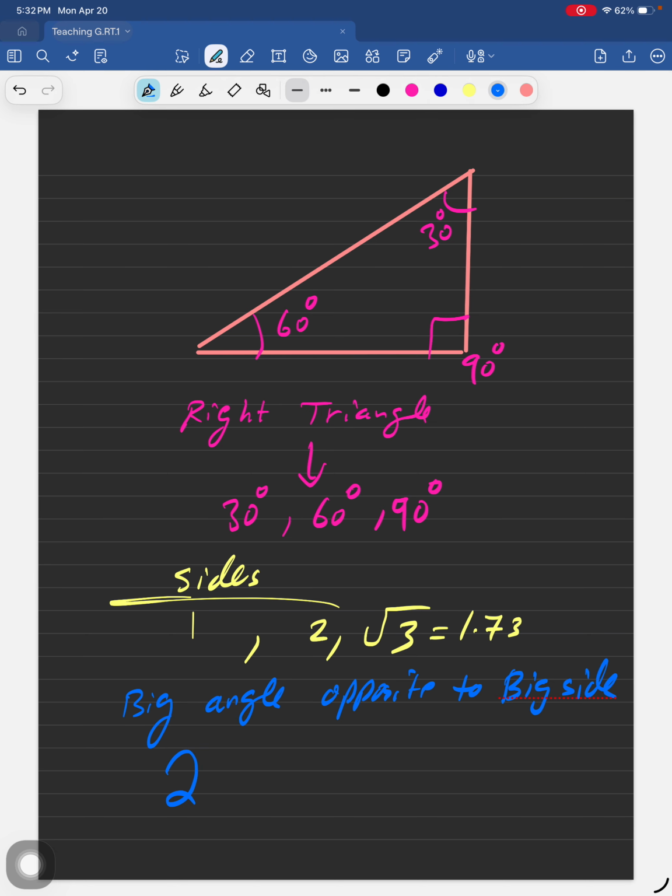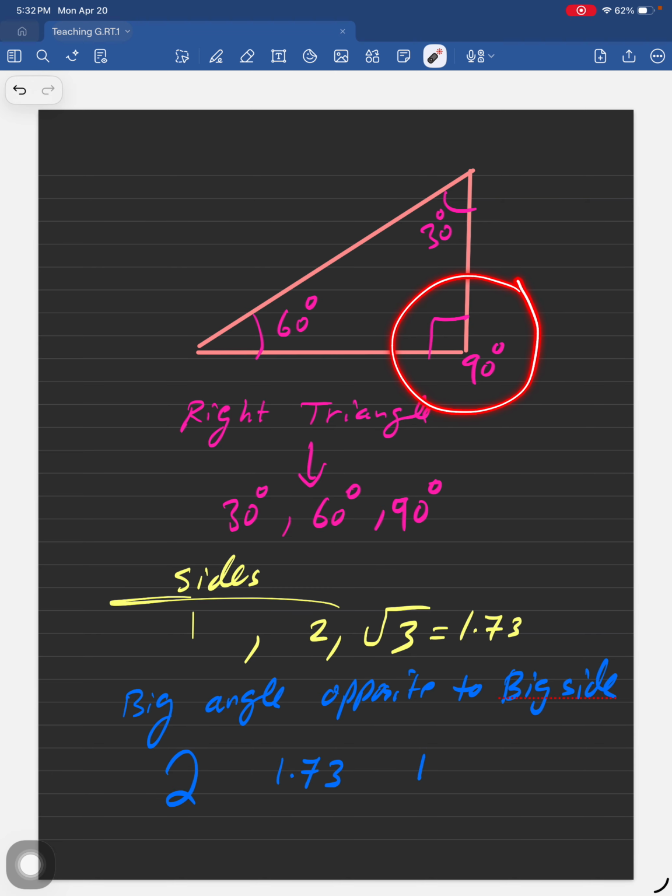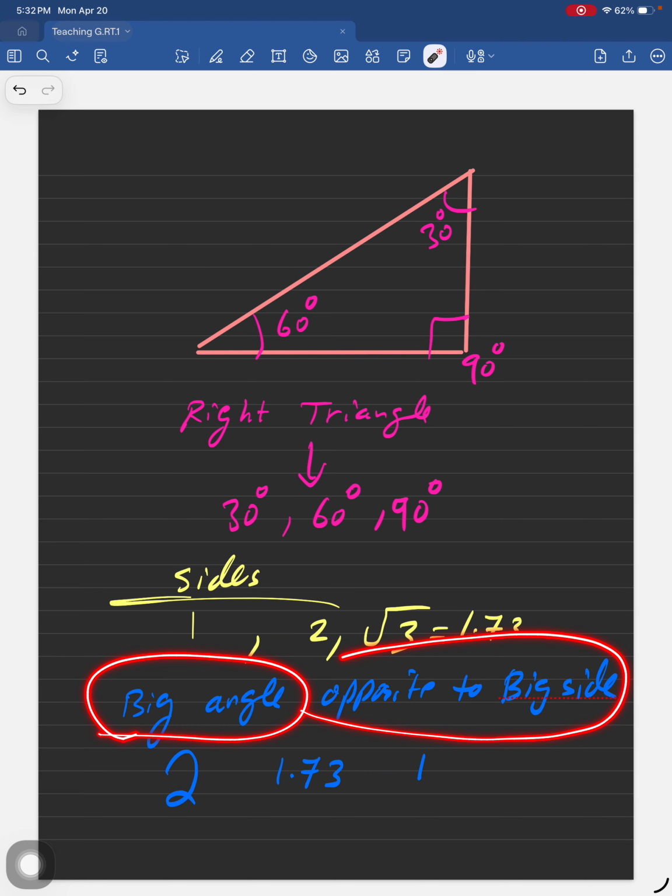So 2 is the biggest number. Then followed that with 1.73, which is smaller than 2 or less than 2. And finally, the smallest side, which is 1. So the smallest side will be 1. Now, if we compare that with that, we will find that the biggest angle is 90 degrees, and as we said, the big angle is opposite to the big side.